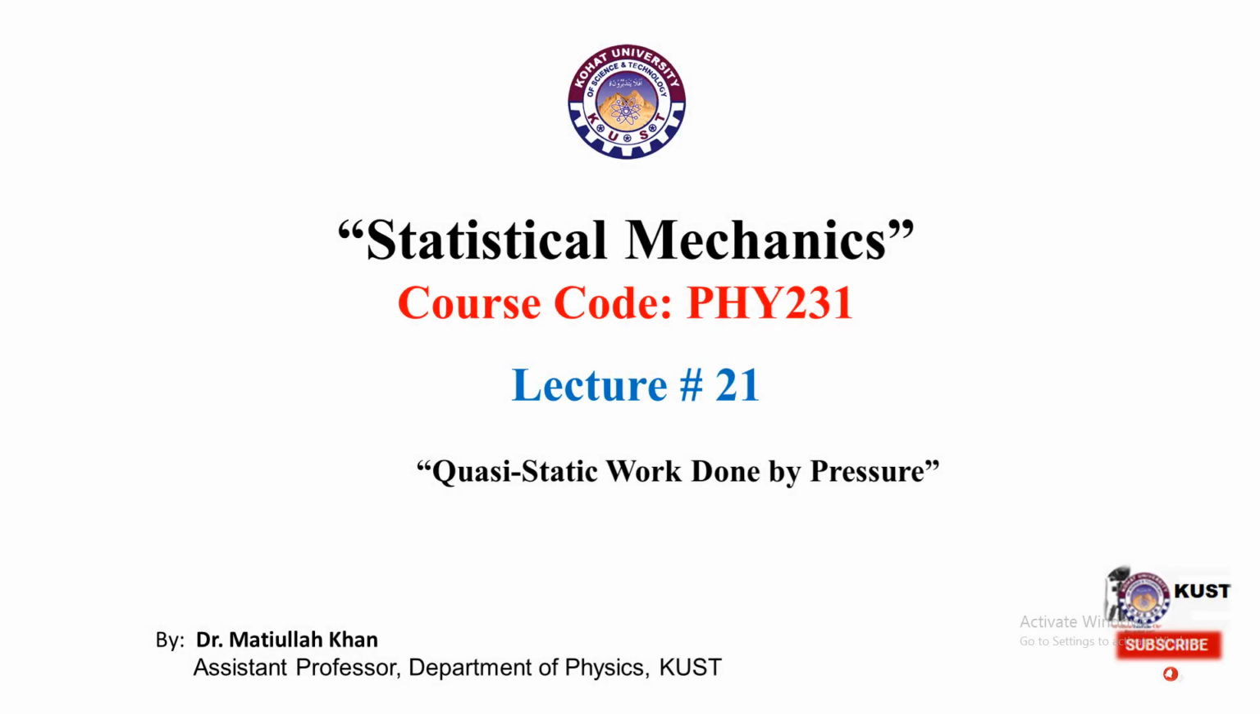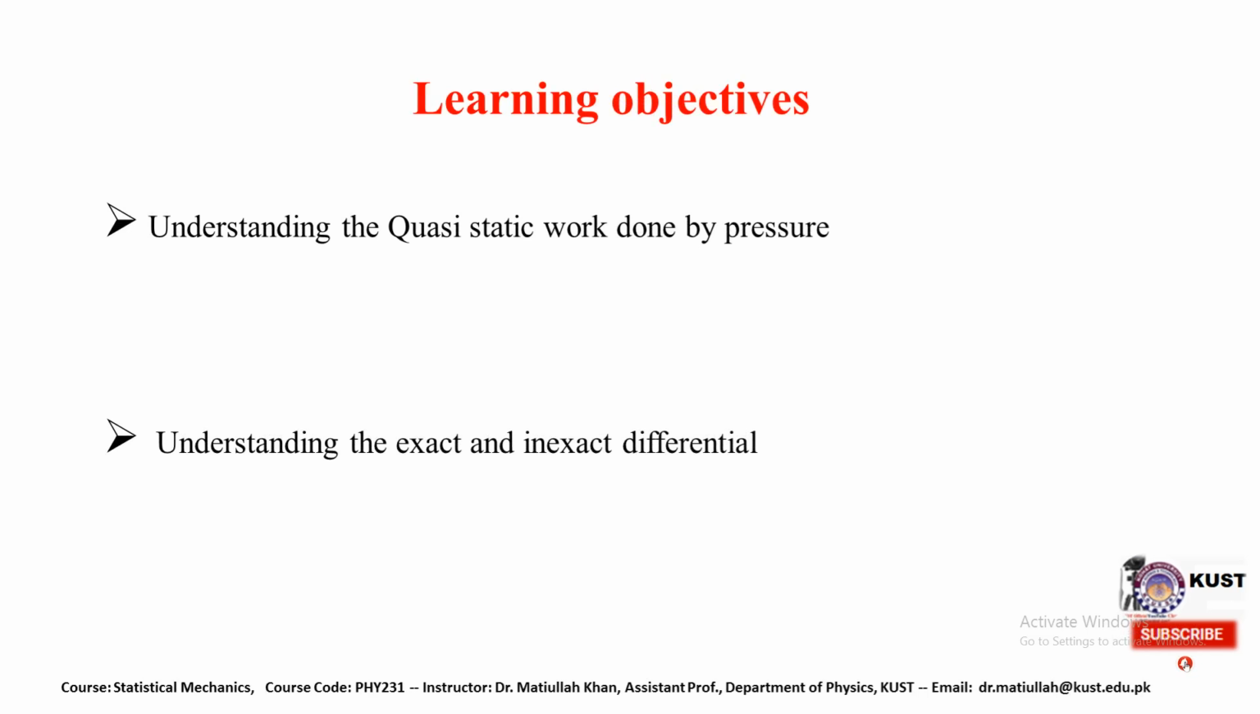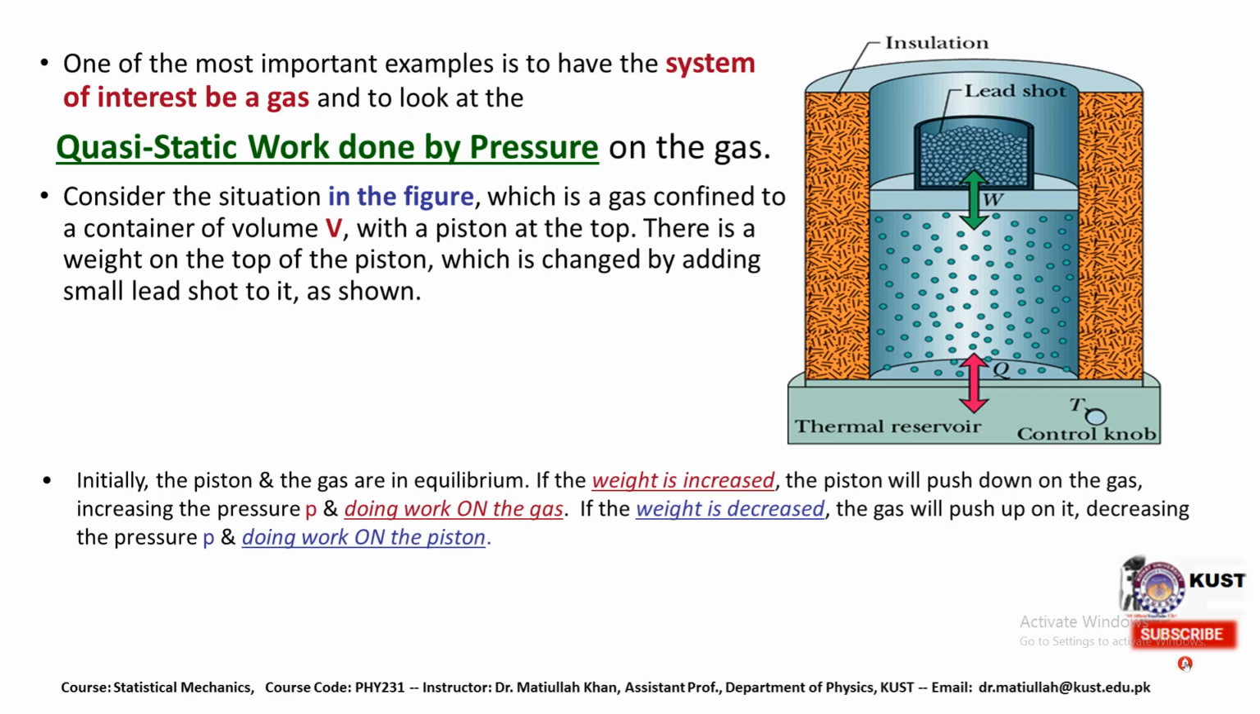This lecture is a part of a lecture series from the course of statistical mechanics. The course code of this course is PHY231. In today's lecture, we will basically try to understand the work done by pressures, and we also need to know the quasi-static process. The work done by the pressure is also a topic of today's lecture. We also need to know the exact and inexact differentials at the end of these lectures.